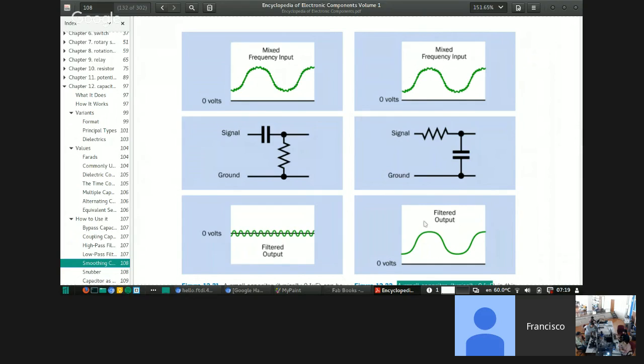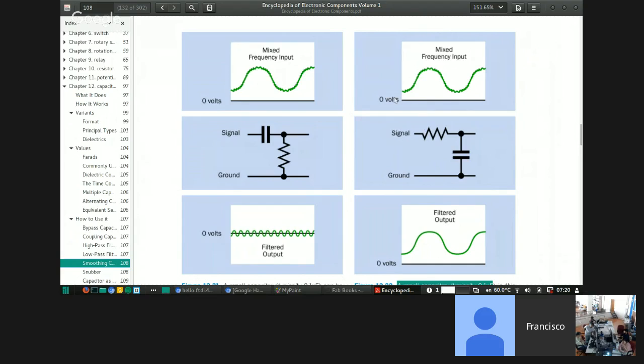But if we are using the filter on a signal line, then we can put a resistor over there. On a power supply, we don't use a resistor for filtering because it's inefficient. It wastes a lot of power.